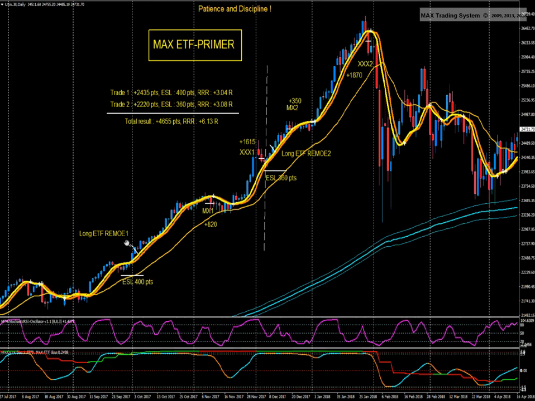So we have an initial entry in agreement with the trend, the ETF trend here, and at some point we make a scale out or an MX and then an XXX. And when we initiate, as long as the trend stays valid, another long trade with exactly the same structure. And so you can see the kind of result these two trades have given during that period of time, which was a rather recent period. So it was last year. So a nice 6.13 R with the MAX Primer.